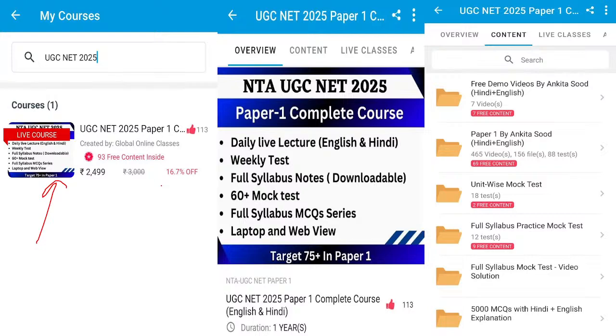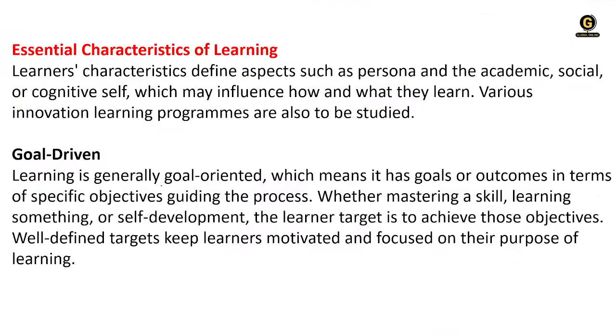Okay, next, some of the essential characteristics of learning. Learner characteristics define aspects such as persona and academic, social, or cognitive self, which may influence how and what they learn. Okay, various innovative learning programs are also to be studied.